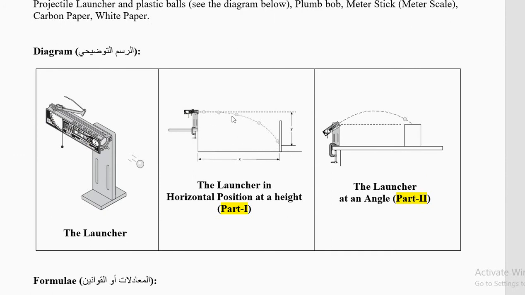So when the ball falls, it will make a dark point on the white paper. You measure the big distance, plus the carbon paper is kept here with the white paper. So you measure the small distance from the edge of the white paper to the dot, to the black dot. Black or blue, it depends on the type of carbon paper you are using.